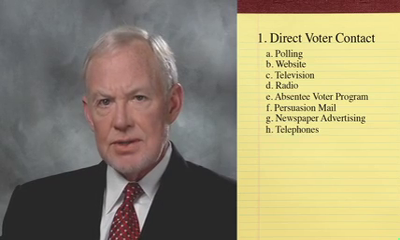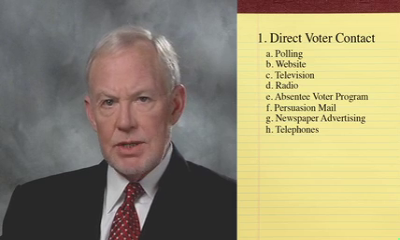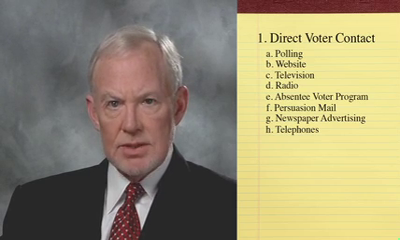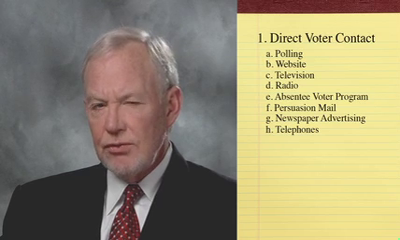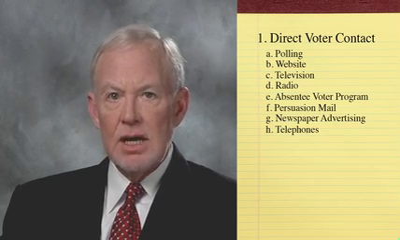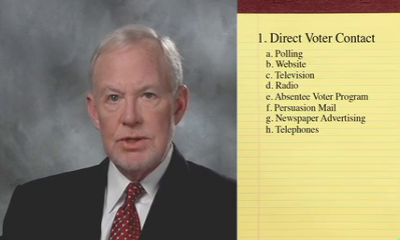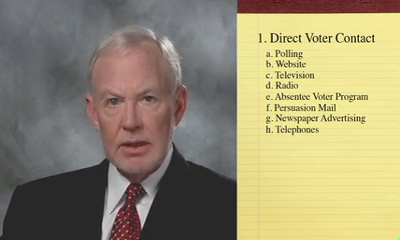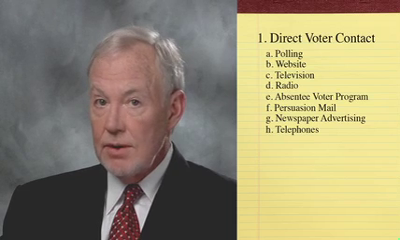Professional telephone calls. There are 3 types of calls: ID calls, persuasion calls, get out the vote calls. ID calls are those which discern who is for you, who is not, and those who have not made up their mind. Persuasion calls are those used to sway the undecided voter. Get out the vote calls are those which motivate your voters to go vote.